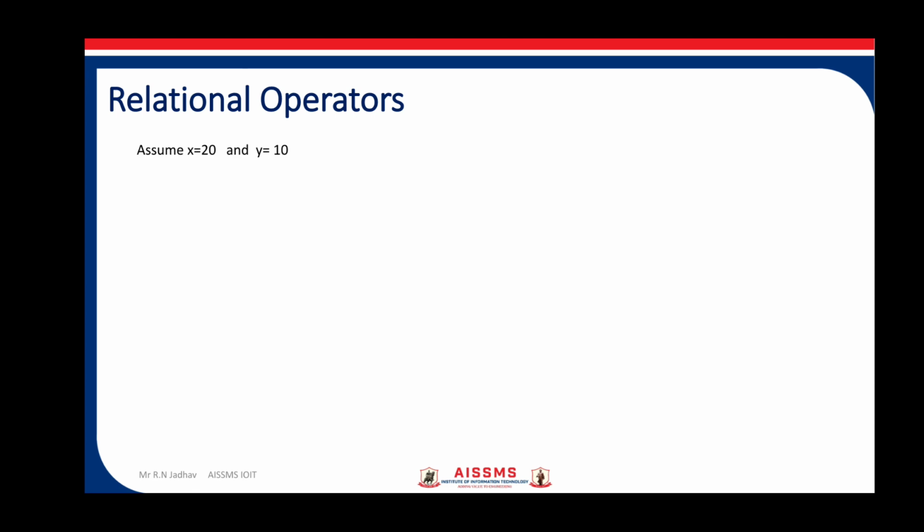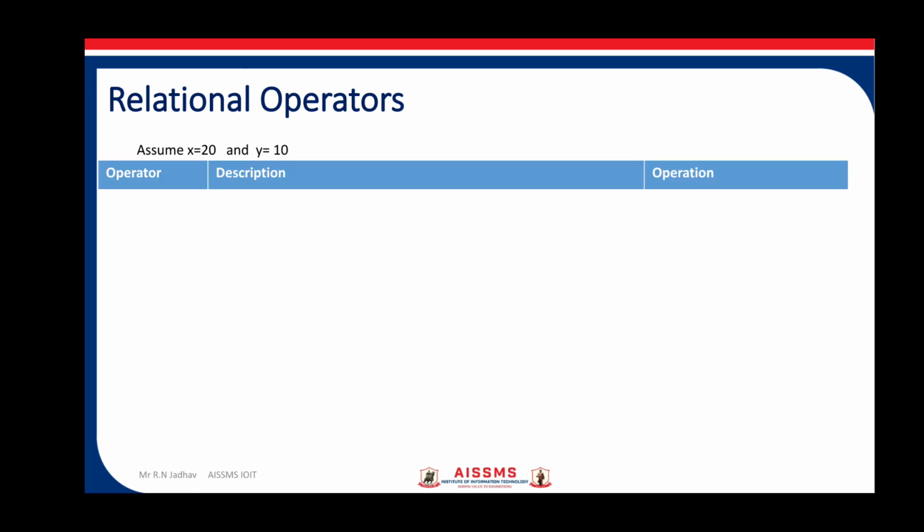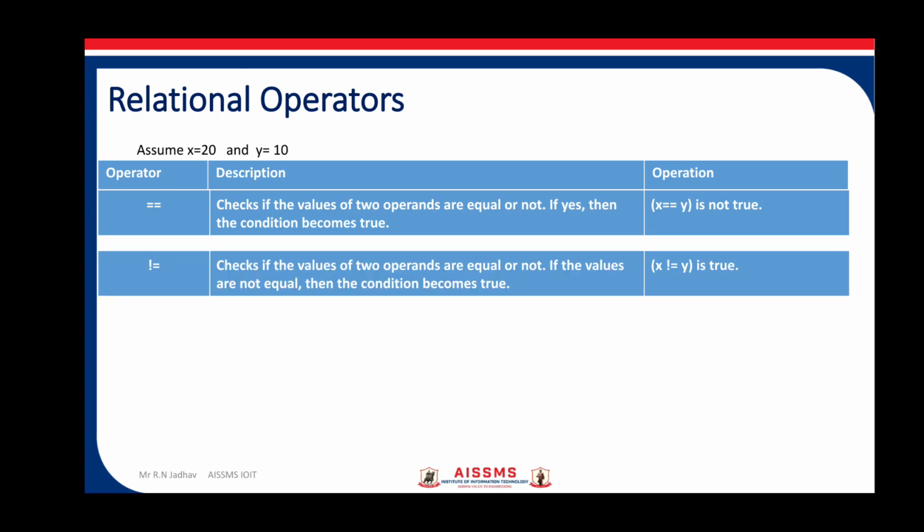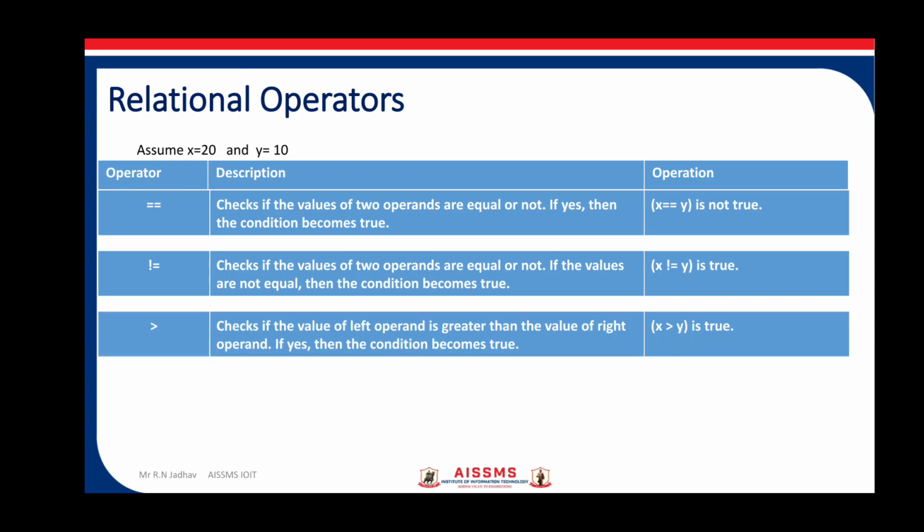Then relational operators. These operators are used to find out the relation between two conditions, whether they are true or false, such as double equal. This checks whether the values of two operands are equal or not. If yes, then the condition becomes true. Similarly, not equal. Again, it will check if two operands are not equal. If they are not equal, the condition becomes true.